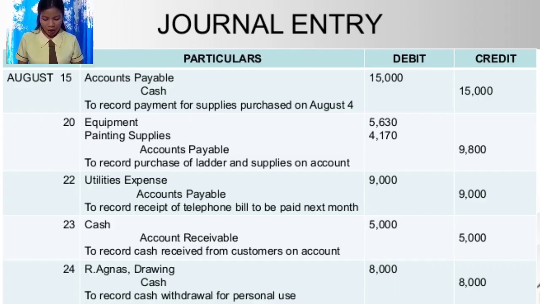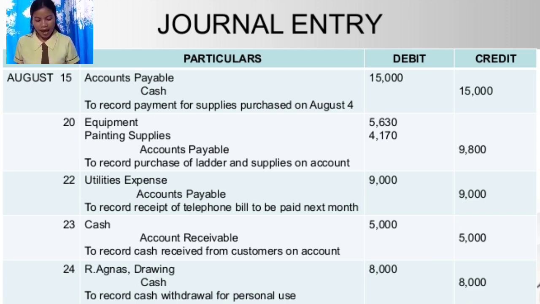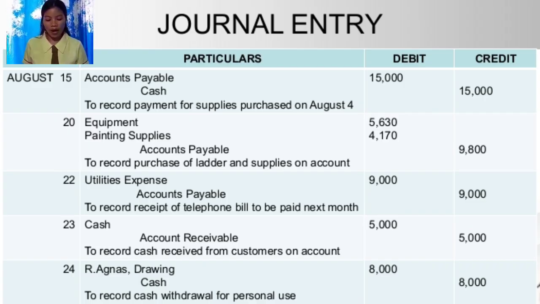Next is August 20. Purchased ladder equipment for 5,630 and supplies of 4,170 on account. So the debit is equipment, 5,630, and painting supplies, 4,170, and the credit is accounts payable, 9,800. Your two debits, 5,630 and 4,170, you add together, and that is the total of the credit, 9,800. So, to record purchase of ladder and supplies on account.